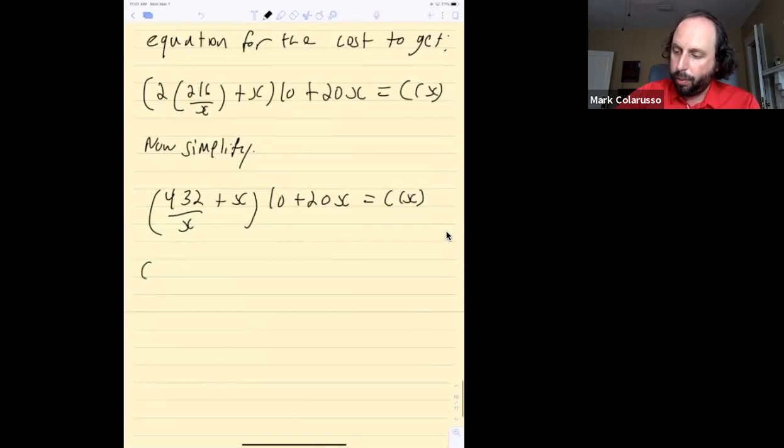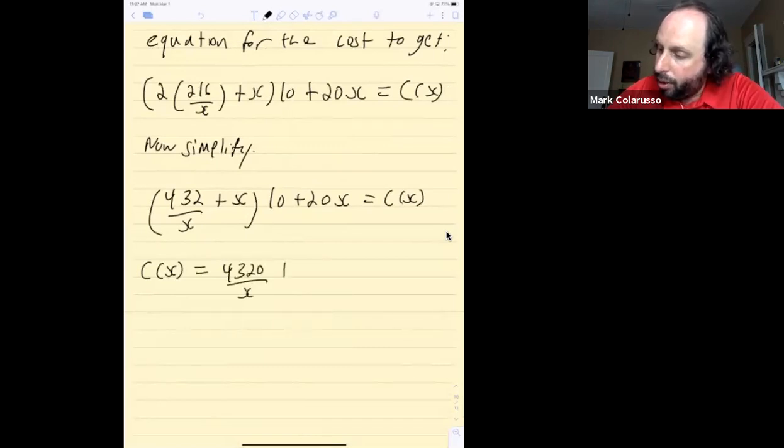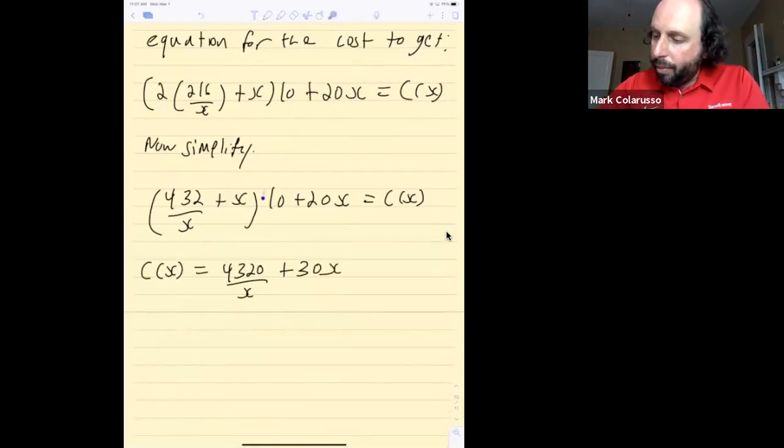And I guess I should probably write it the other way now. So the cost function of x, you get 432 over x plus 30x, and that's what we got. That's our cost function, right? So I'm just taking the 10, distributing it in here, and then you have 10x plus 20x is 30x. Okay, so that's step 3 all done.